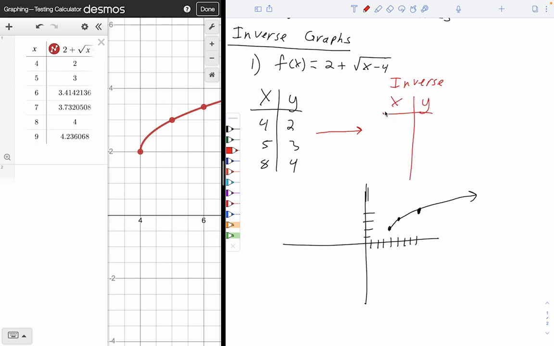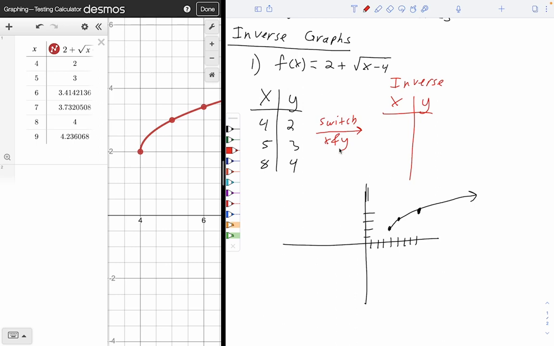Okay, we're going to make a new table for our inverse graph. All you have to do to create an inverse table is take the points and switch x and y. So you're going to take the points in the original, switch the x and y values, and these will give you inverse points.